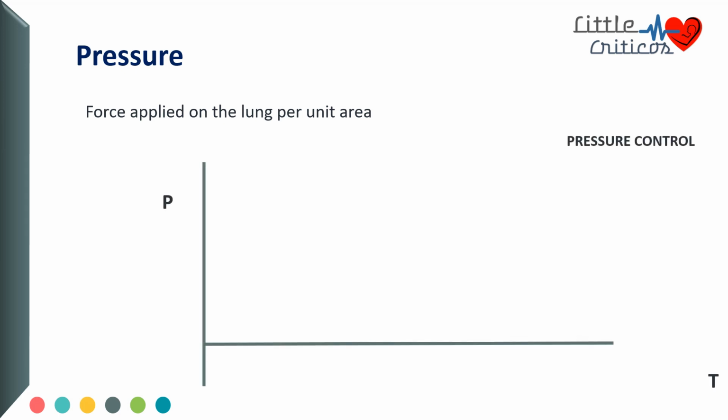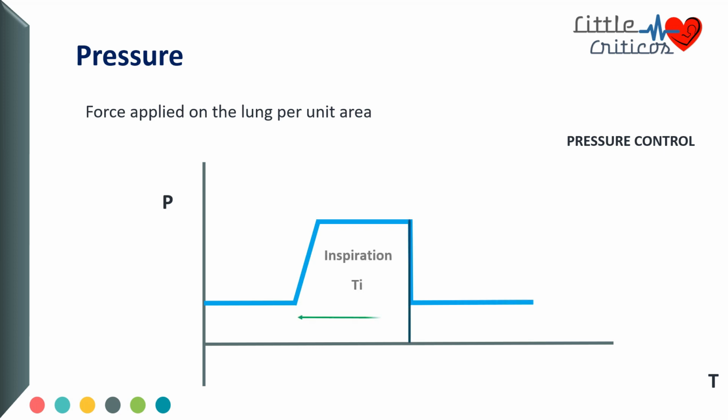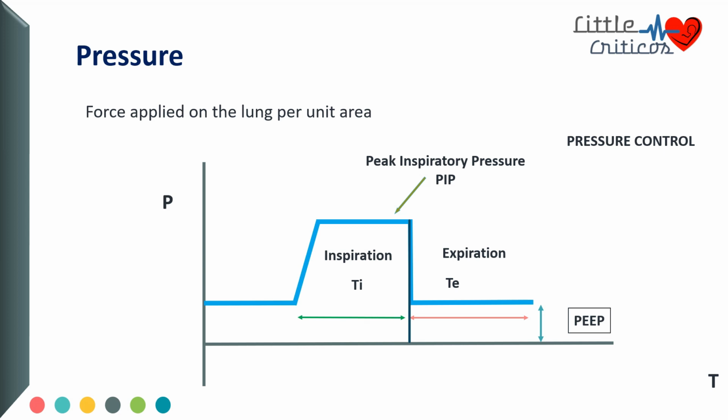Let us try to understand a pressure time scalar in pressure control mode of ventilation. During inspiration, the pressure increases, and during expiration, the pressure decreases. The amount of pressure that is set above the baseline is called positive end expiratory pressure. The highest amount of pressure that is achieved during the respiratory cycle is called peak inspiratory pressure. The difference between peak inspiratory pressure and positive end expiratory pressure is called delta pressure.